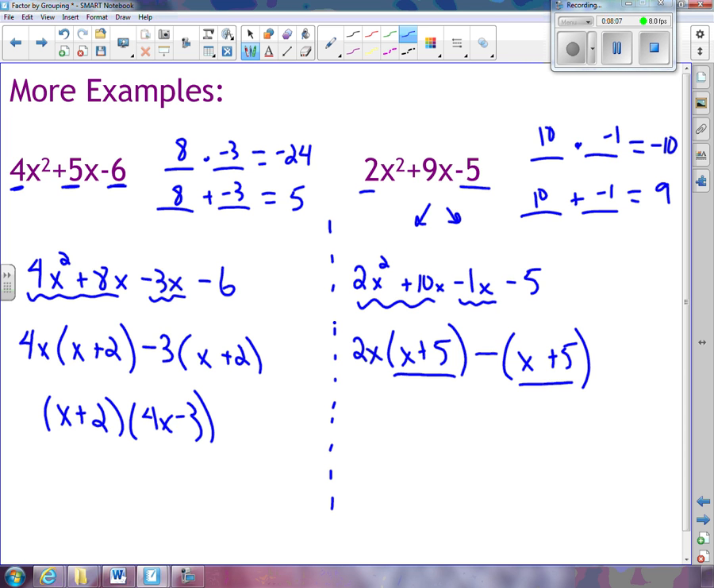So at this point, you can take out your x plus 5. Now we have to think about what's left. It's 2x, and then this negative, but what's really multiplied by that term is a negative 1. So it's 2x minus 1. So don't forget to answer the questions.